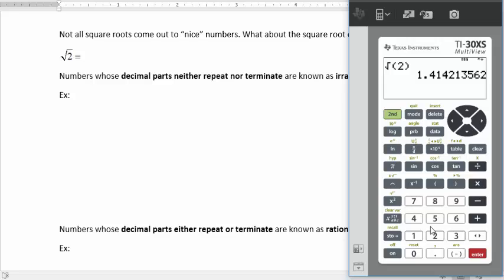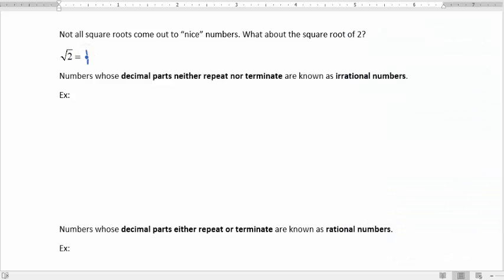Did I see a pattern there? No, there was no pattern. So I would just write this as 1.414 dot dot dot, and I have no pattern. That goes on forever with no pattern. So the decimal part doesn't repeat and it doesn't terminate. So we call a number like the square root of 2 an irrational number, because it doesn't repeat and it doesn't terminate.